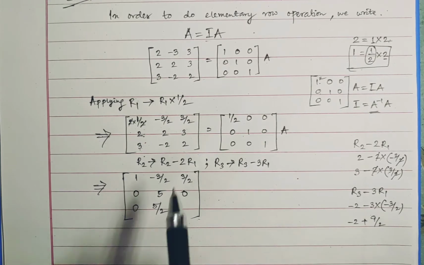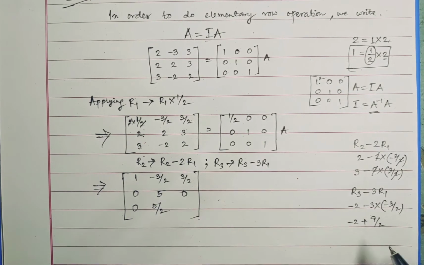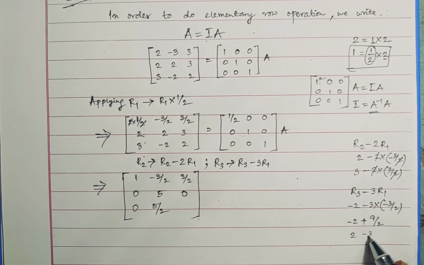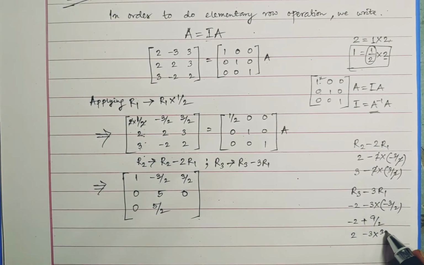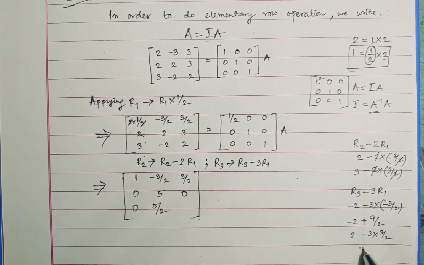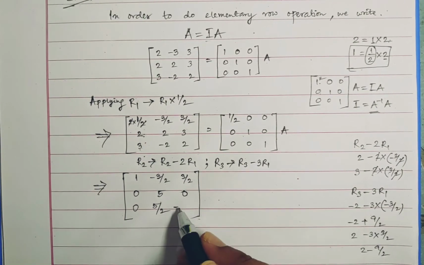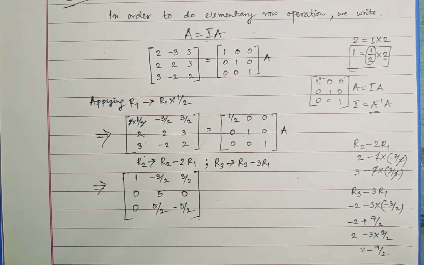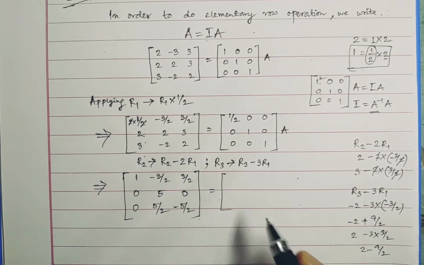Understood? Now the next one. The third element is 2. So I will write 2 minus 3 into the corresponding element, which is 3 by 2. So 2 minus 9 by 2. How much is that? 2 minus 9 by 2 is 4 minus 9 over 2. It's minus 5 by 2. Clear?